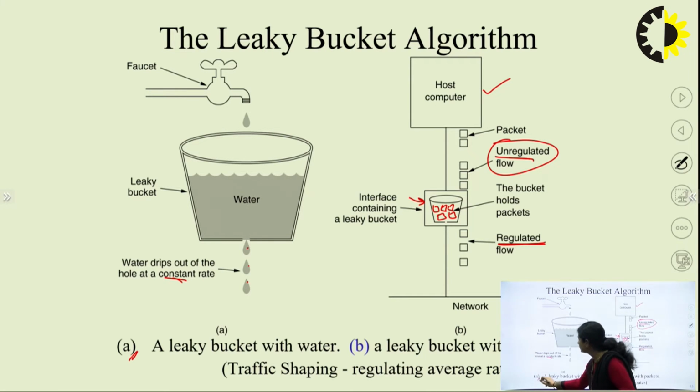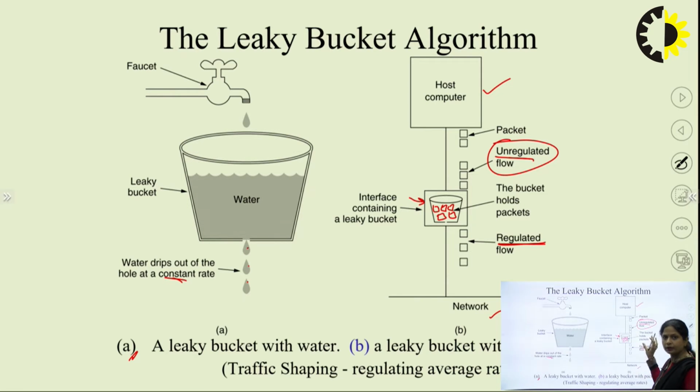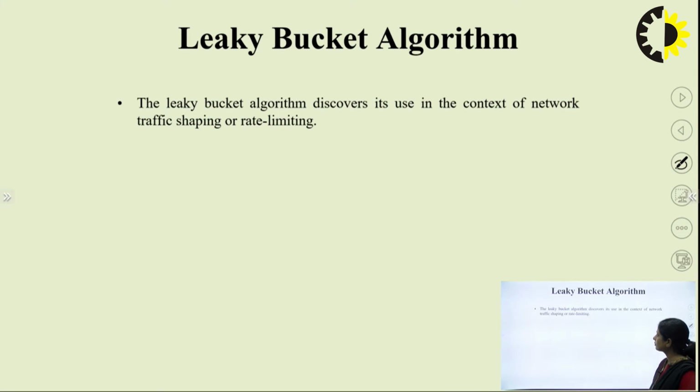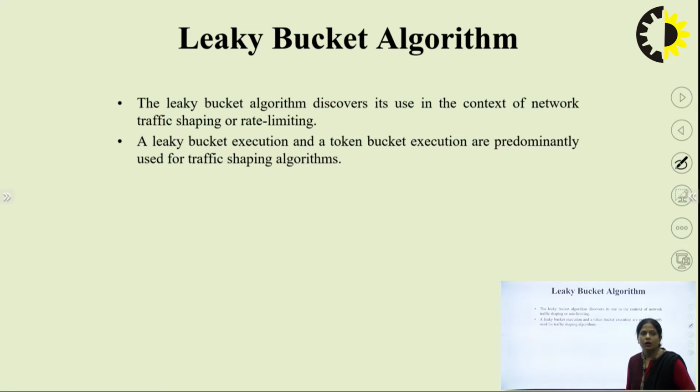In diagram A, we can see a leaky bucket with water. In diagram B, a leaky bucket with packets, right? It is holding the packets. So, why are we using it? For traffic shaping, and it regulates the average rate. So, what is the leaky bucket algorithm? The leaky bucket algorithm finds its use in the context of network traffic shaping or rate limiting, right? Also, after this leaky bucket, I will be discussing the token bucket algorithm.